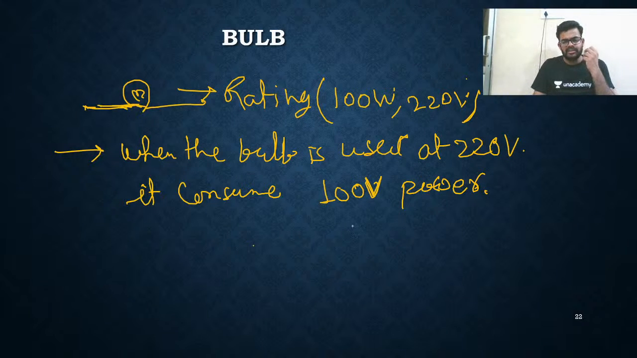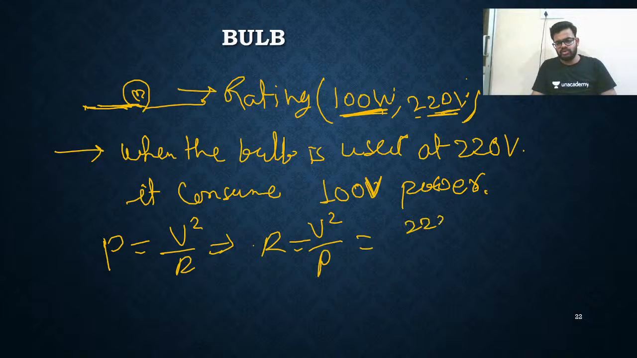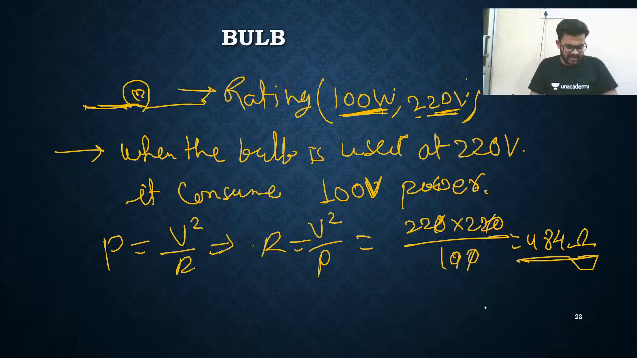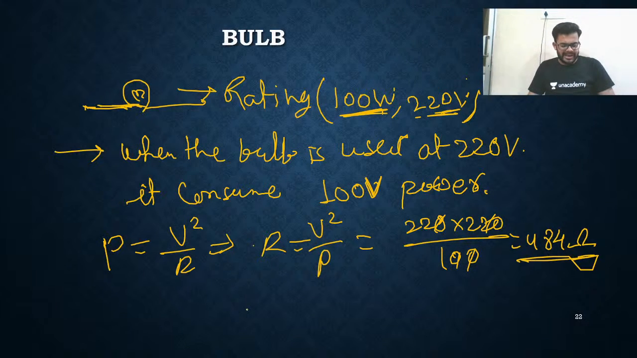So we all know 100 watt is the power of the bulb at 220 volt. So we can write P is equal to V square upon R. So you can write here R is equal to V square upon P. Now what to write? V square means 220 into 220 divided by 100 watt. Now cancel this. You are getting 484 ohm. So simply speaking, I mean to say you can find the resistance of the bulb using the rating of the bulb. Are you getting it? If you got it, please give thumbs up.